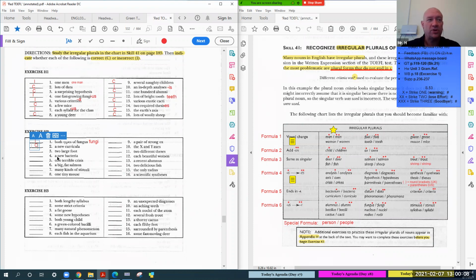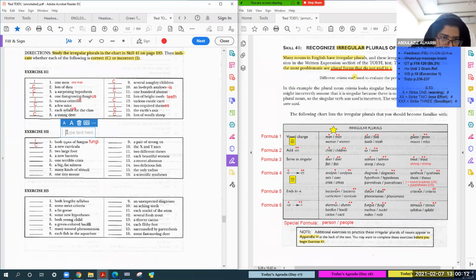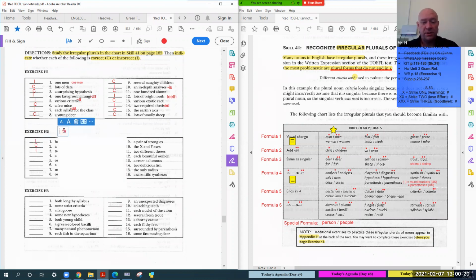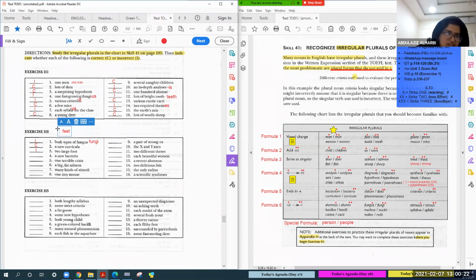Abdul Majid, you want to try number 2? A new curricula. What do you think? Is it correct? Oh, no, you're right. Curricula is singular... it is correct. Abdulaziz, you want to try number 3? Two large foot. It's incorrect. The correct one is two large feet. Exactly, double E. Two large feet.